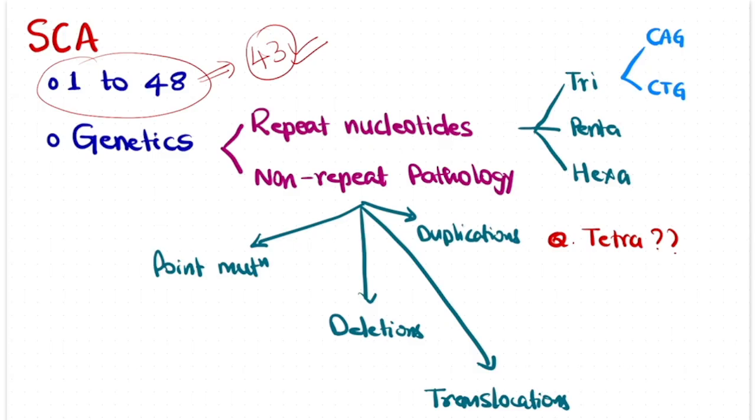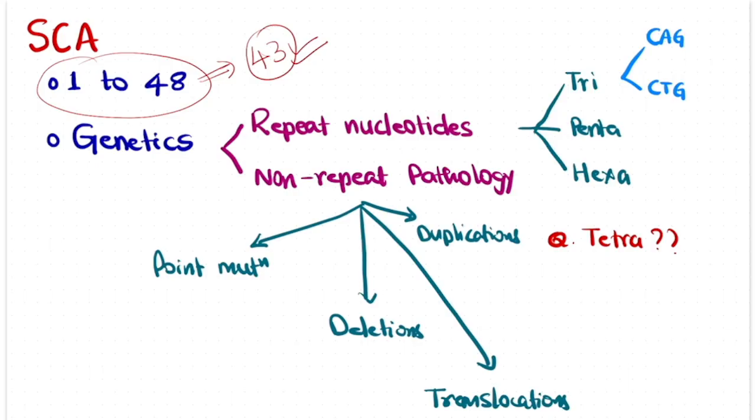Okay, so if you look into the genetics of spinocerebellar ataxia, you can classify the genetic pathology into repeat nucleotide pathology, number one. Number two, non-repeat pathology. What do you mean by repeat nucleotides? Means you have a nucleotide sequence like adenosine, guanine, cytosine, thymidine, and those particular sequences can get repeated multiple times, leading to gain of function mutation.